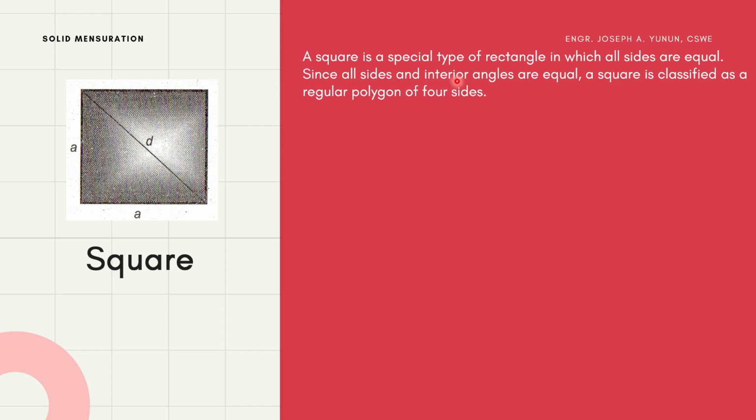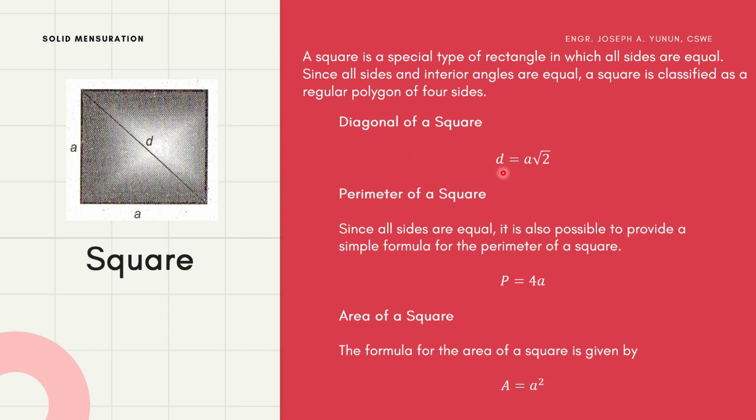Now, a square is a special type of rectangle in which all sides are equal. Since all sides and interior angles are equal, a square is classified as a regular polygon of four sides. The diagonal of the square is derived from the Pythagorean theorem, so referring to this side, solving for the hypotenuse, we arrive at this equation.